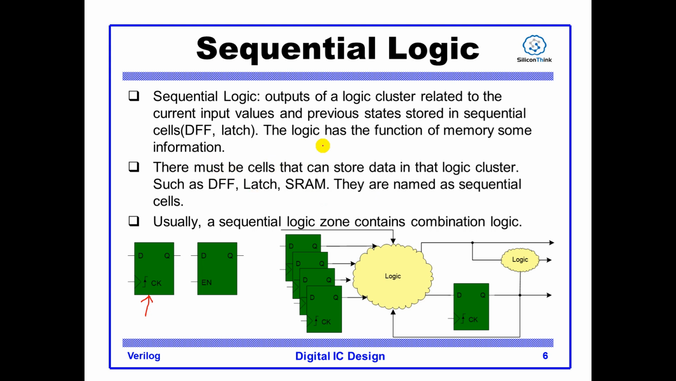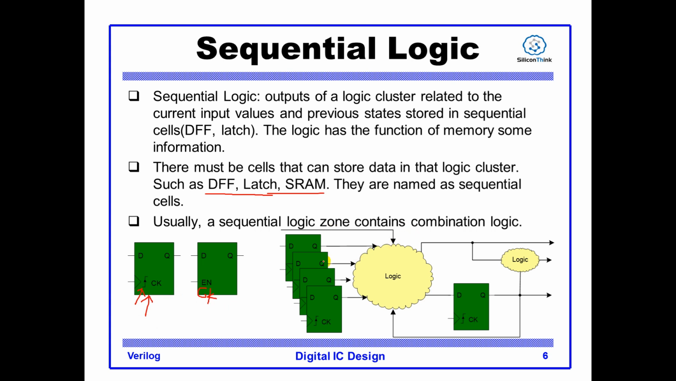In a sequential circuit, you must have cells that can memorize something. That is, you must have a latch, DFF, or SRAM macro in that circuit. The cells that can memorize data, we call them sequential cells. Usually, these cells have an input pin for the clock. The output will toggle at some event of the clock edge. For example, a DFF will toggle at the rising edge of the clock. So this is an edge triggered, and this is a level sensitive memory cell.